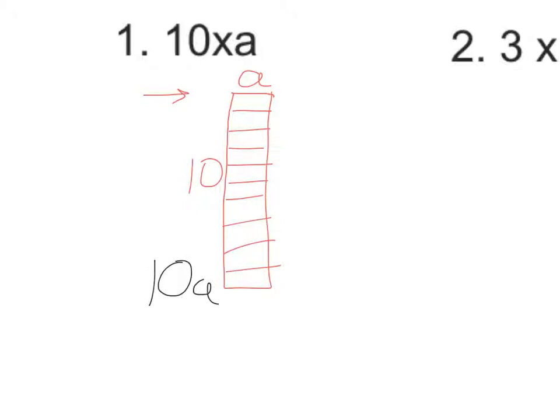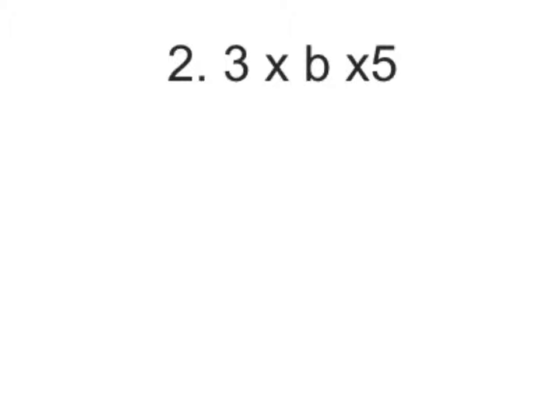We don't leave the multiply sign in here because it looks too much like an X, which will confuse us for algebra. So 10A actually means 10 lots of A, which is the same as adding A together 10 times. Okay, well, what about this example?